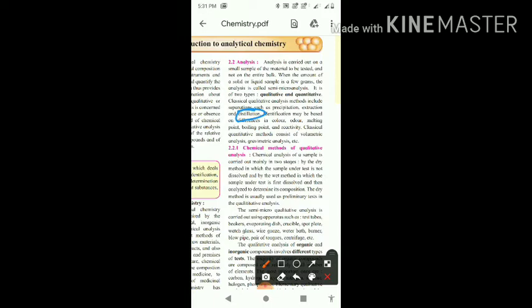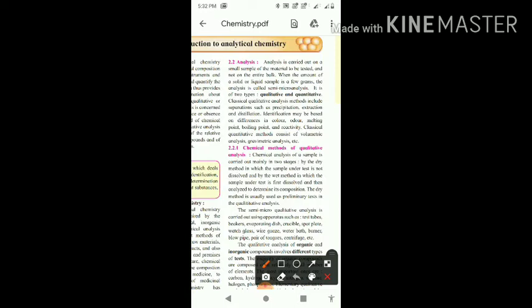So in qualitative analysis we are doing the separation with the help of these three techniques: first one is precipitation, second is extraction, and third is distillation. I hope you are familiar with these three processes now. After these three, identification is based on differences in colors, odors, melting point, boiling point, and reactivity. So after separation, identification is there. A substance or compound gets identified based on its color, odor, boiling point, melting point, reactivity, and all these things.